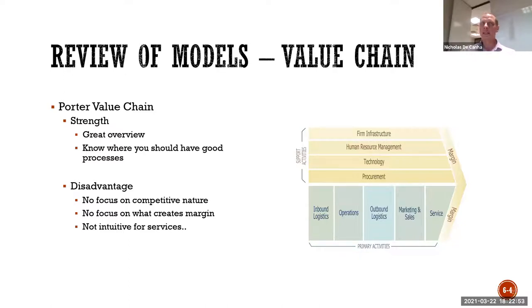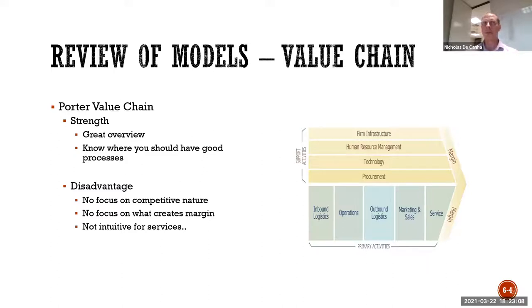A business needs to decide that. The next thing that isn't so strong here is it doesn't obviously offer you any sort of idea of what creates margin. And that's why we really are talking about the RBV model, because that does, in a much more clear way, say this is where margin is created.